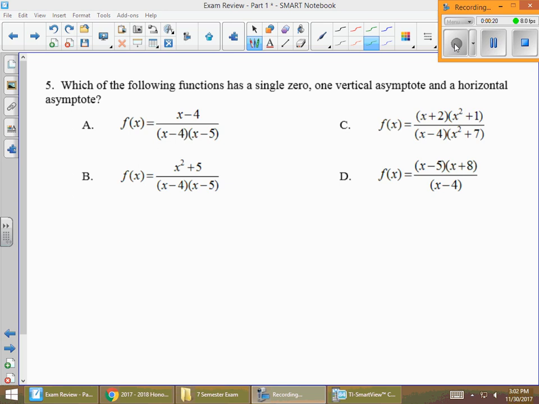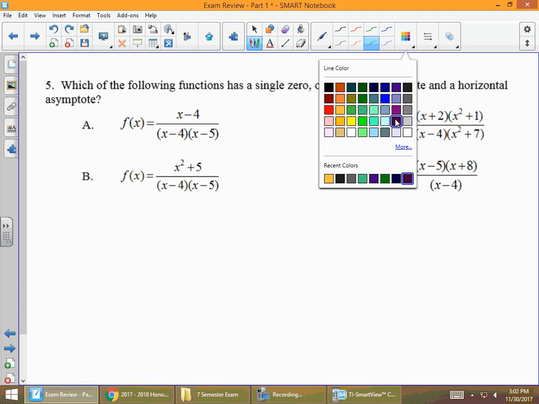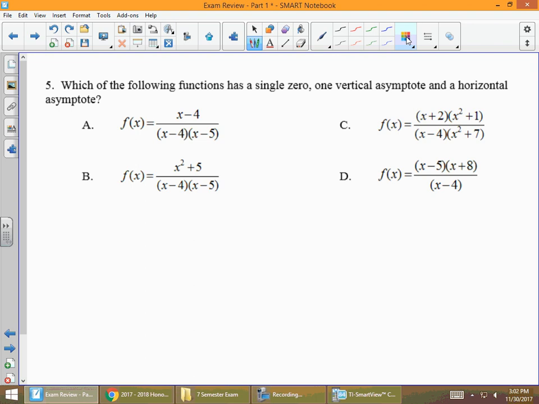you can do a couple of things here. One, you could graph all of them and look for these details. I think it's a little easier to look at the equations and just narrow down your options before you do that, and that's what I would suggest, because you know a lot about this even without your calculator. So which of these functions has a single zero, one vertical asymptote, and a horizontal asymptote?